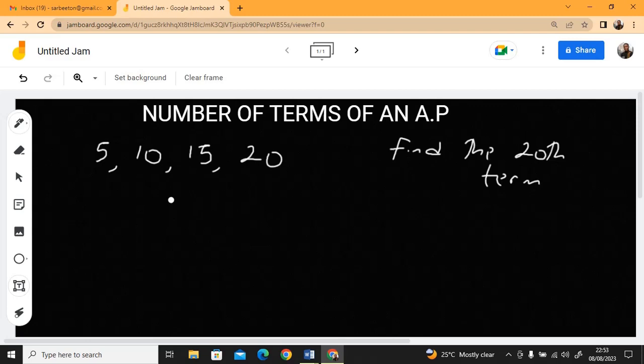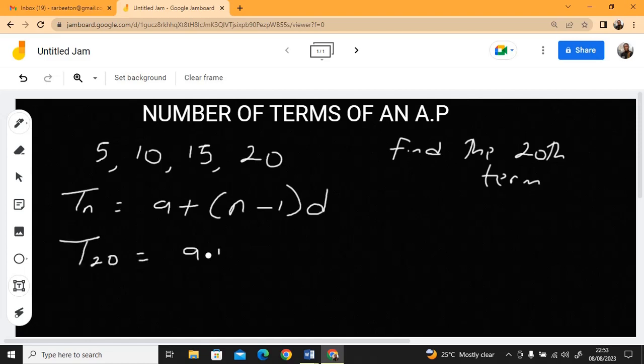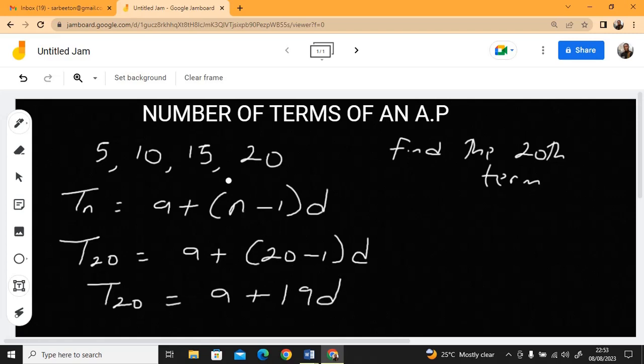So there is a formula we use to calculate the nth term of an arithmetic progression, and the formula is Tn equals a plus, open bracket, n minus 1, close bracket, d. Now if I'm looking for the 20th term, T20 will be equal to a plus 20 minus 1 d, and that will be a plus 19d, because 20 minus 1 is 19. So this is the formula to calculate the nth term of an arithmetic progression.